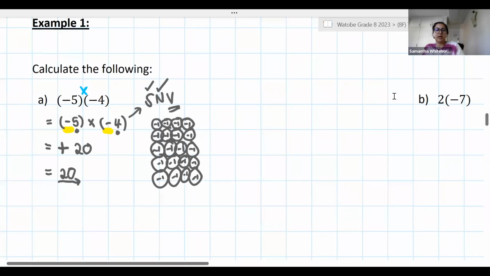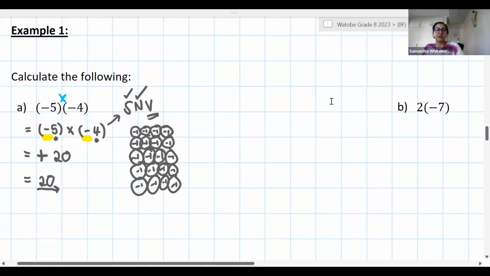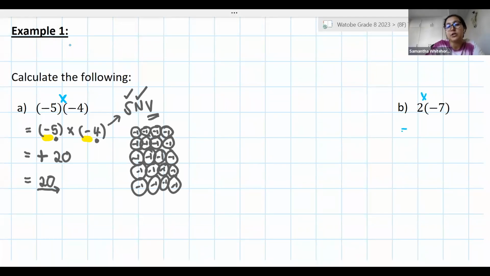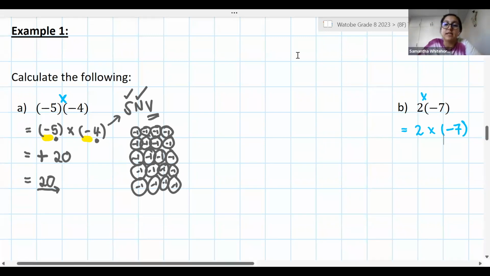So what I want you guys to try now is question B for me. Remember, when there's no sign in between a number and a bracket or in between two brackets, we are multiplying. So this actually is saying to me 2 times negative 7. Right, guys, even if you know these answers, you should be writing everything down so that you have notes to refer back to. Remember, I don't want any hands. Put your answers in on the chat. And if and when I'm ready for answers, I will ask you.